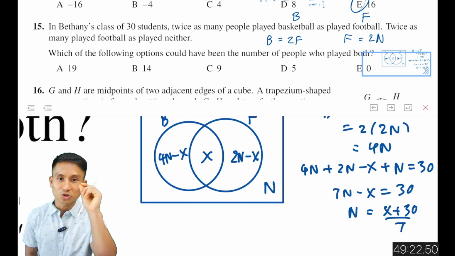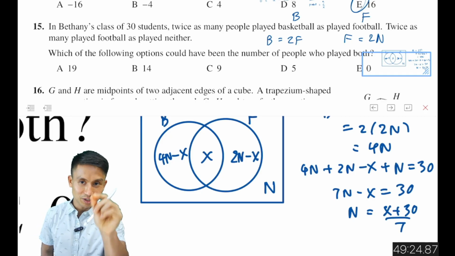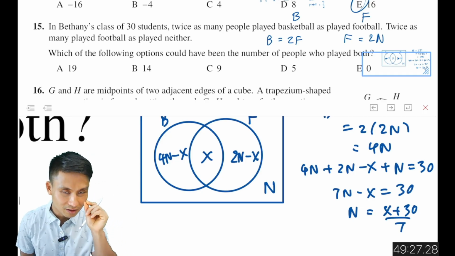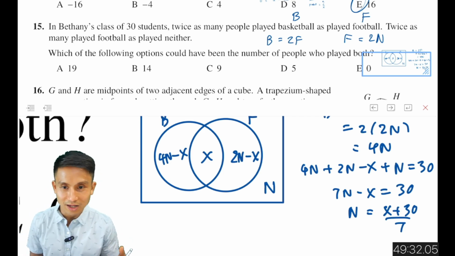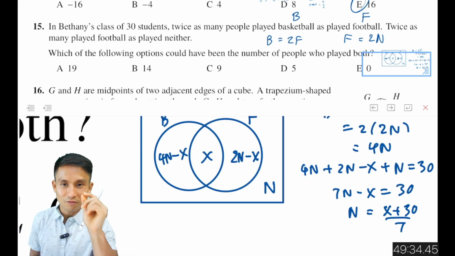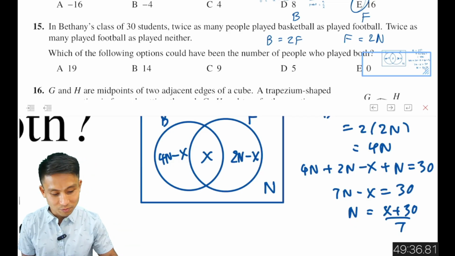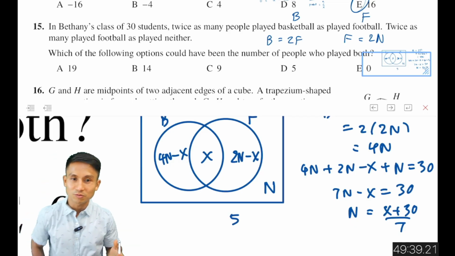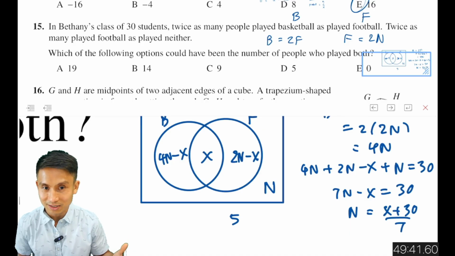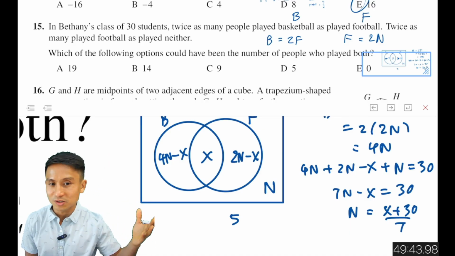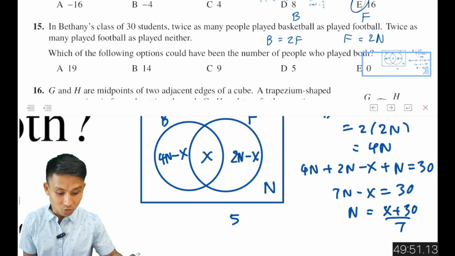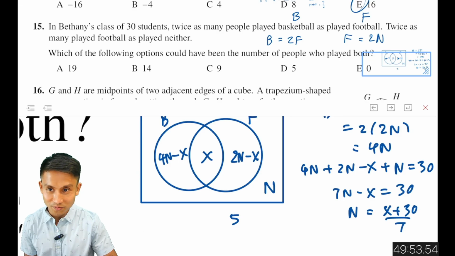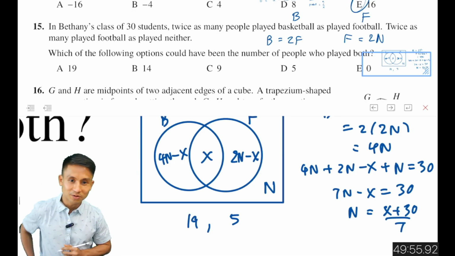So if you plug in option E, you get a non-integer number, which is not right. If you plug 5 in, 5 is possible, because you get 35 divided by 7. That makes sense. If you plug 9 in, not possible, 39 is not divisible by 7. If you plug 14 in, 44 is not divisible by 7. If you plug 19 in, 49 is divisible by 7. So, 5 and 19 now.